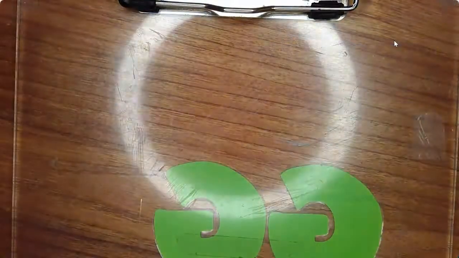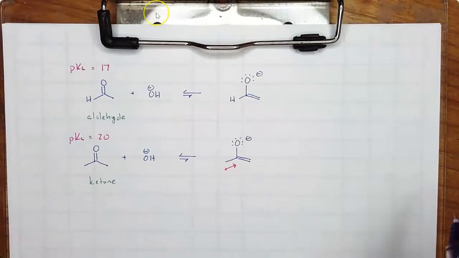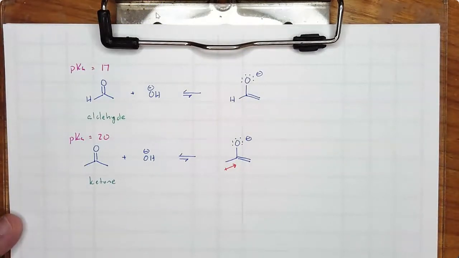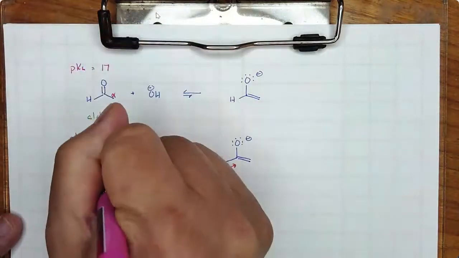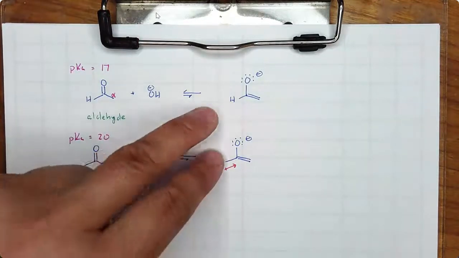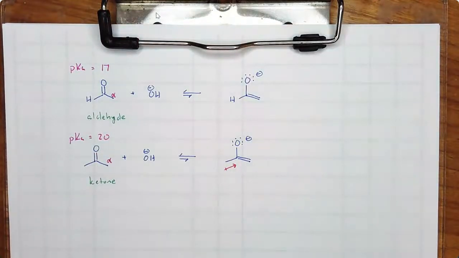If we draw the conjugate base of both the aldehyde and the ketone, we get the following. Here I have drawn the acid-base reaction between the carbonyl compound and hydroxide. We have to realize that, again, we are deprotonating at the alpha carbon, and we get these two conjugate bases. If we could figure out which one's more stable, we could figure out which one is more acidic, or why the aldehyde is more acidic than the ketone.